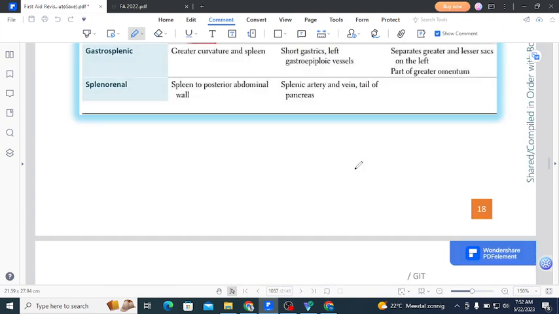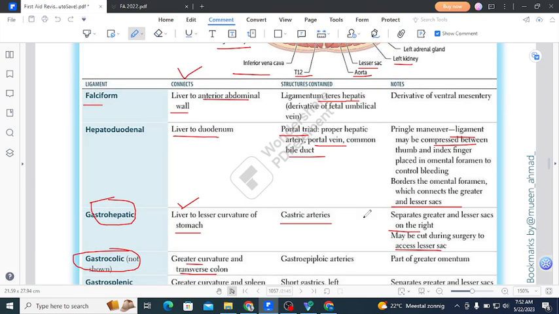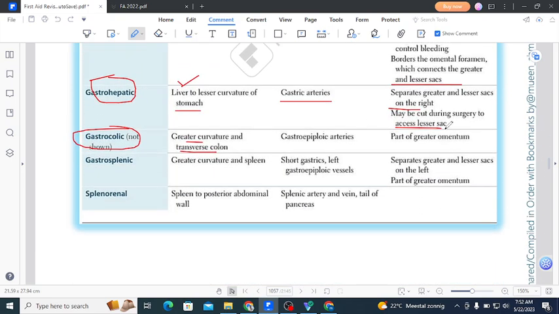Then we have the next point, the gastrocolic ligament. We're done with that. The gastroepiploic arteries are present over here. It is a part of the greater omentum. The gastrosplenic ligament, as the name indicates, joins the stomach to the spleen. It attaches the greater curvature to the spleen. The short gastric arteries and the left gastroepiploic vessels are present in it. It separates the greater and lesser sac on the left and is part of the greater omentum.